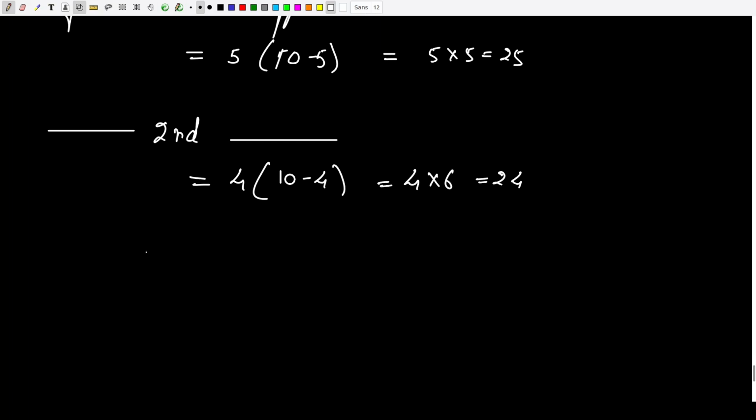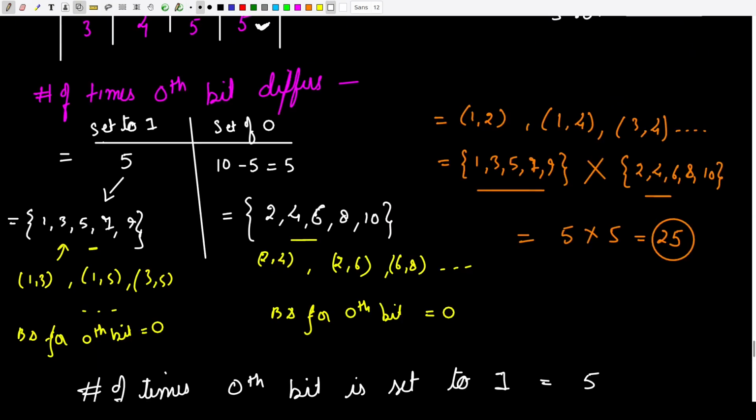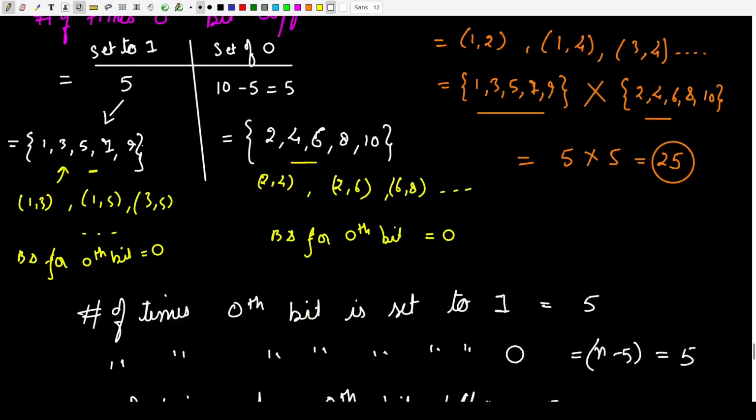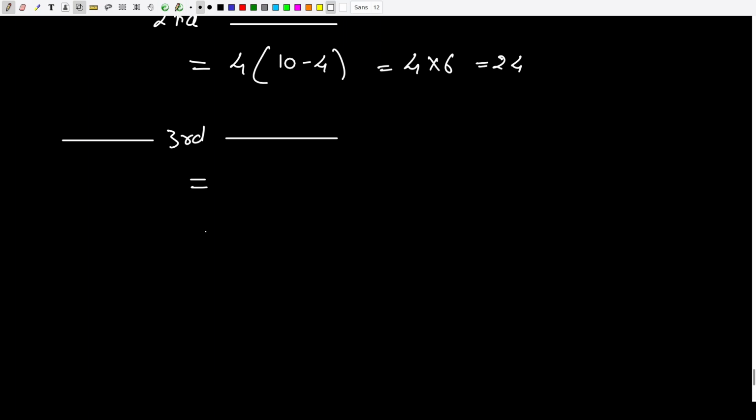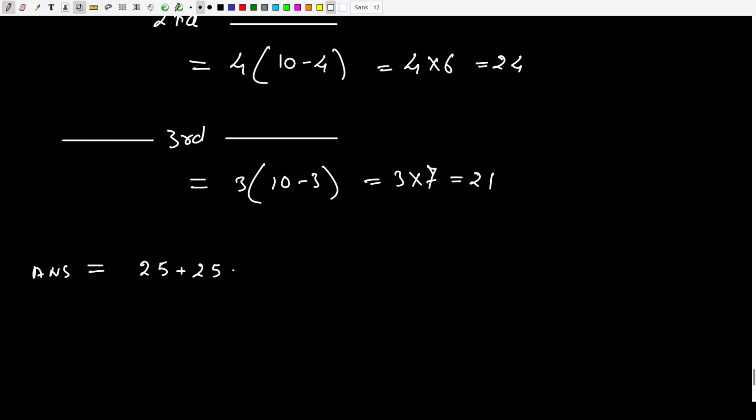which is equal to 24. Similarly, the number of times the third bit differs: the number of times it was set to 1 is 3, right? So this will be equal to 3 into 10 minus 3, which is 3 into 7, which is equal to 21. So our answer will be equal to 25 plus 25 plus 24 plus 21, and remember we have to multiply this entire unit by 2. So this is our answer.